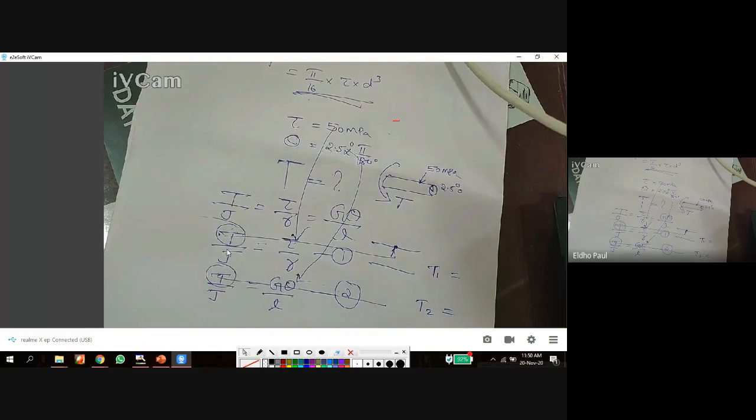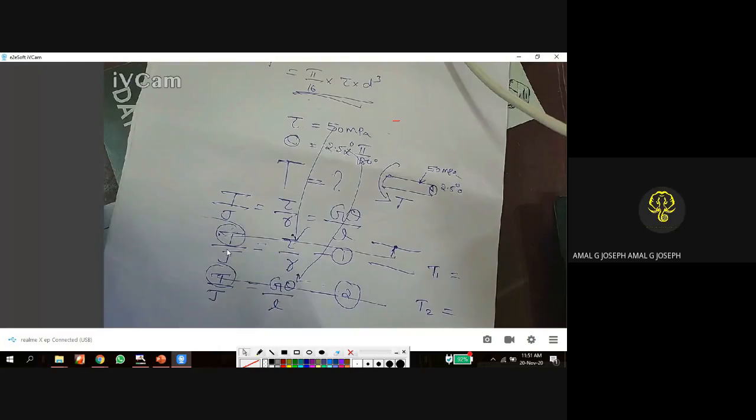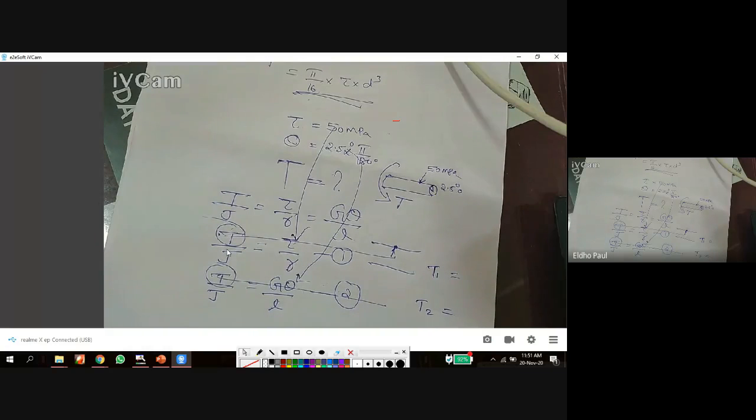Higher T value or lower T value? Higher T value. Lower. Yes, the lower T value is selected. What is the reason for that?